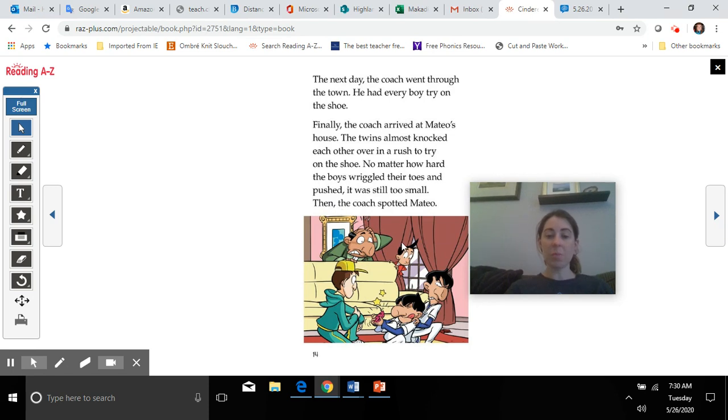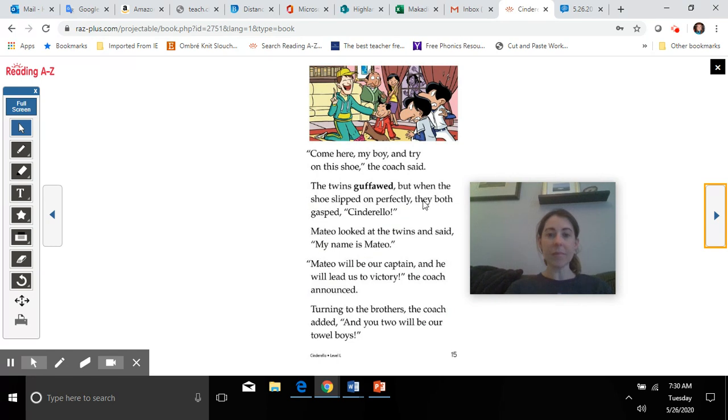Then the coach spotted Mateo. "Come here, my boy, and try on this shoe," the coach said. The twins guffawed. That means they laughed. But when the shoe slipped on perfectly, they both gasped, "Cinderello!"